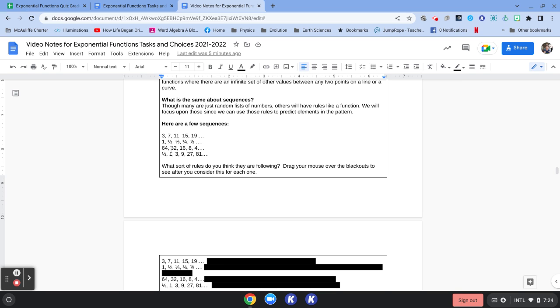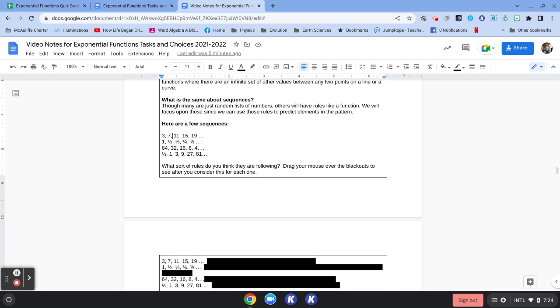The next one, 64, 32, 16, 8, and 4. In this case, if you subtracted 64 from 32, you get -32. But you subtract 32 from 16, you get -16. So we're not getting the same thing. But -32 and -16, and then we get -8 if you do 8 minus 16, and -4 if you do 4 minus 8. It seems like there's some sort of halving happening here.